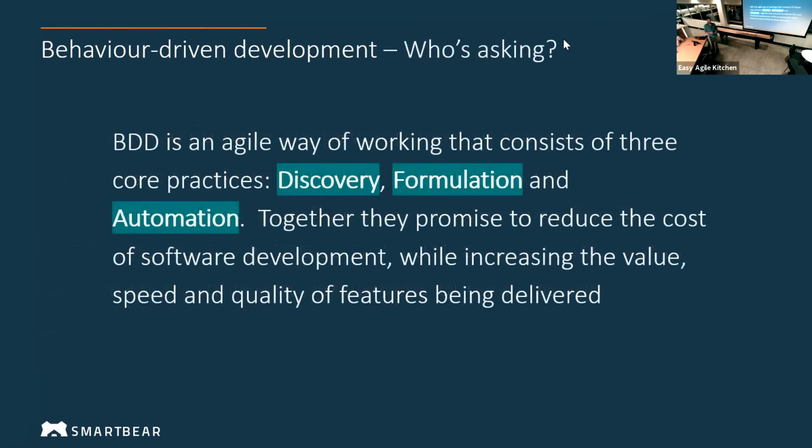I try to put it in a different way. BDD is an agile way of working that consists of 3 core practices: discovery, formulation, and automation. Together, they promise to reduce the cost of software development by increasing the value, speed, and quality of the features being delivered. So just look at that again: reduce the costs and increase the value, speed, and quality. You can tell the salesperson wrote that, because that sounds pretty good to me and to the people I've shown it to anyway.